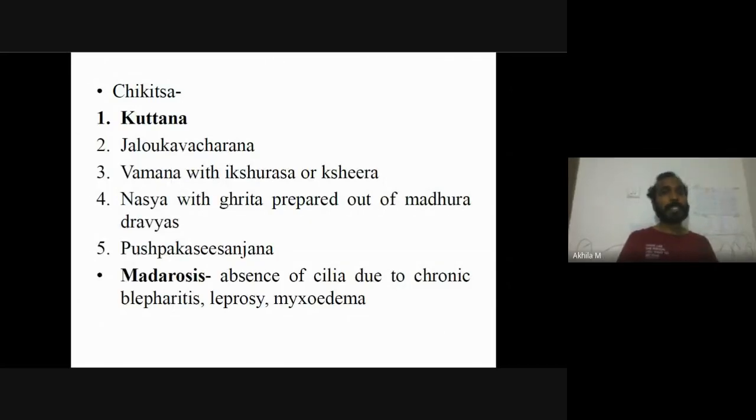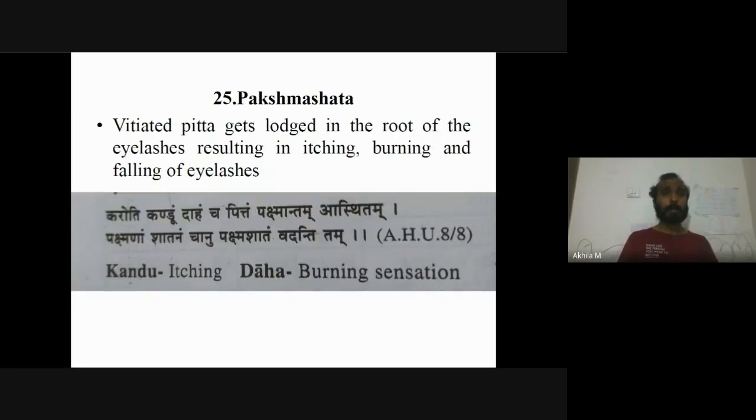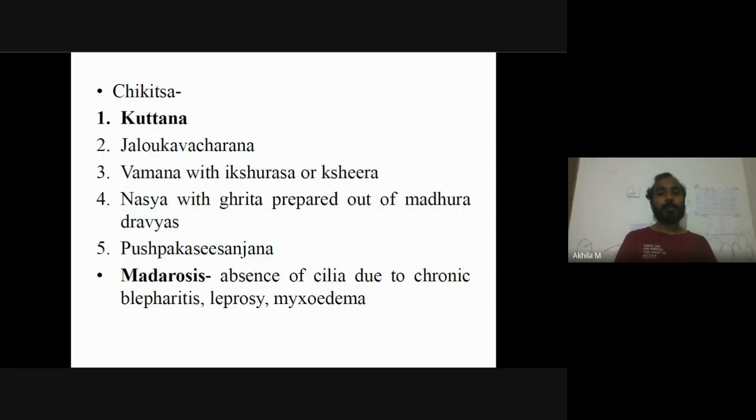Vamana with Ikshu rasa is also advised. Nasya with Ghrita prepared with Madhura Dravyas is also advised. Pushpakasisa Anjana is also advised in Samhitas. So Pitta Hara Chikitsa is advised for Pakshmashata. This condition, Madarosis, can be correlated with Pakshmashata.